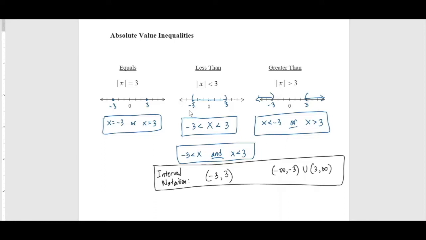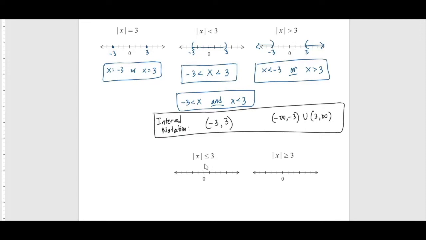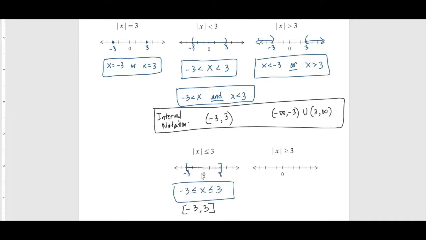Let's just finish this little introduction by looking at what happens if we have a less than or equal to, or a greater than or equal to. The only difference between the absolute value of x less than or equal to 3 and the absolute value of x less than 3 is that we're going to include the endpoints of this interval. Because now we want any number whose distance from 0 is either less than 3 units or equal to 3 units. So we get the same interval, but we use these square brackets, which are called closed brackets. That means we include the endpoints.